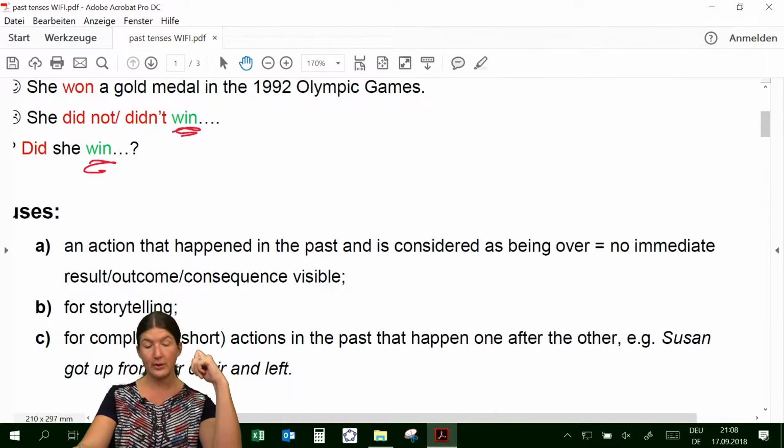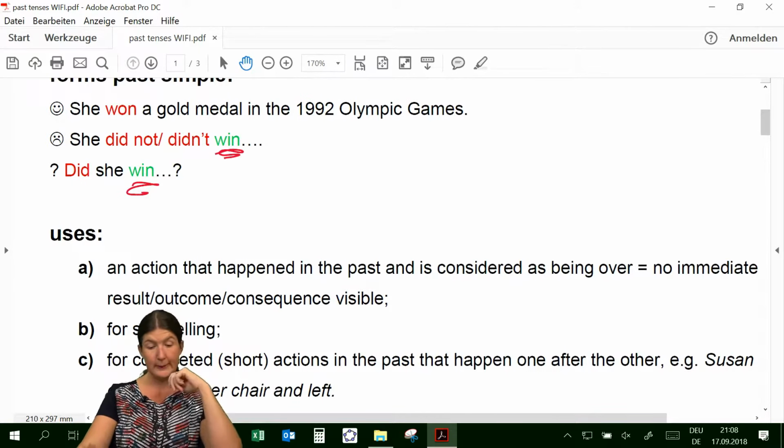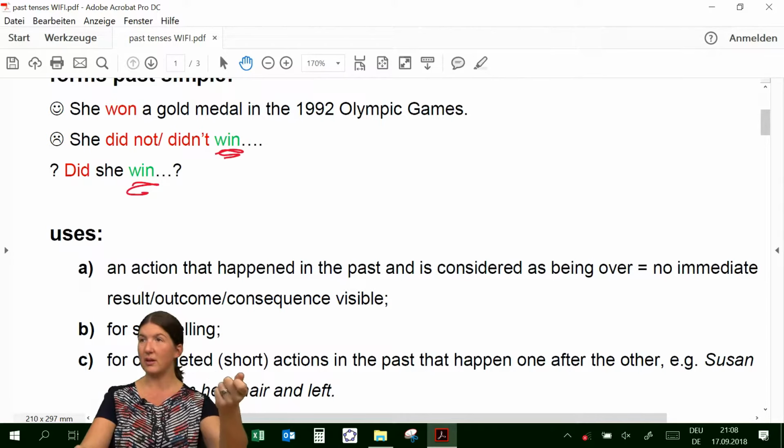There is no immediate consequence of her winning a gold medal in the 1992 Olympics. That's history. We only talk about it a good many years later. So we don't have any visible results that we could present. In the present perfect, you have standard sentences like, have you done your homework? Because then you want to see the actual homework. That would be the consequence visible, or the result or the outcome that we don't necessarily have in the past simple.